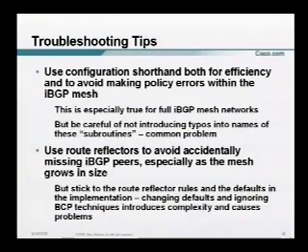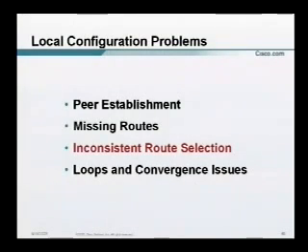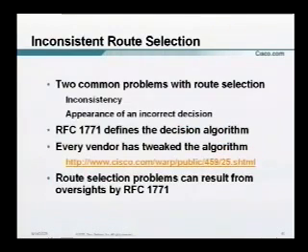So these are some of the common situations that you can get with missing routes. Okay, inconsistent route selection, or the router's got it wrong, honest. Well, the 2 common problems with route selection are inconsistency, in other words, the router gives a different best path every time, or it just makes a mistake. I mean, you're determined the router's got it wrong.